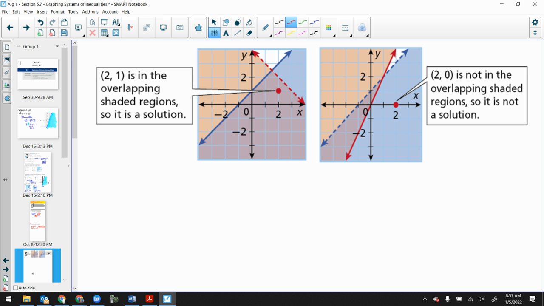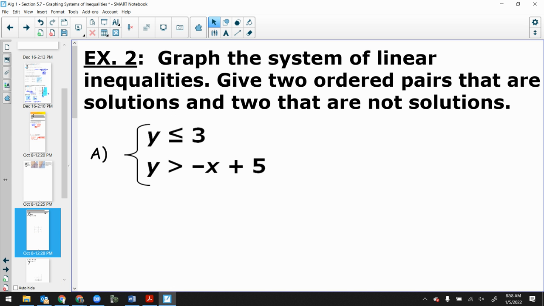You know what's not a solution? This point out here. Even though it's shaded in one region, it's not in the overlapping region. It's got to be a solution to both of the inequalities. I could move that point around over here too. That's not a solution either. But if I put that point down here, now it's a solution. Same type of thing over here. It's showing you that 2, 0 is not a solution because it's only in one of the shaded regions. It's got to be the overlapping shaded region for it to be a solution to the entire system. So let's graph.